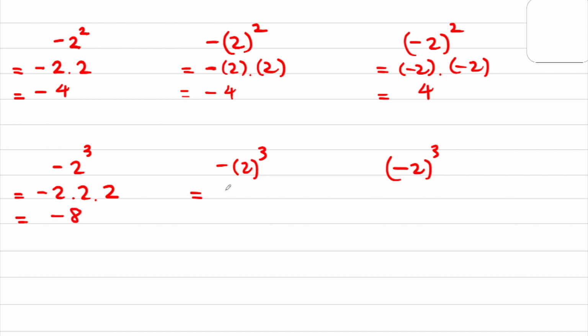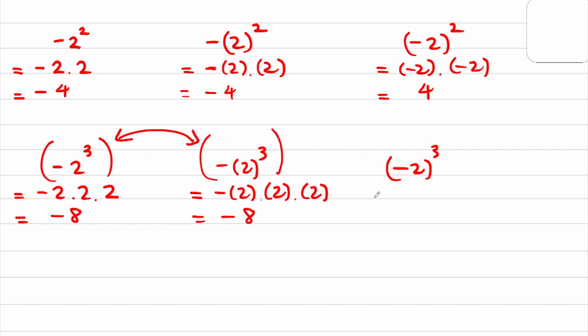And for the next one, with the bracket, you have the cube here. This means the bracket will be multiplied by itself 3 times, and here is minus 8. So this one has the same meaning as this one, but this one has a different meaning.